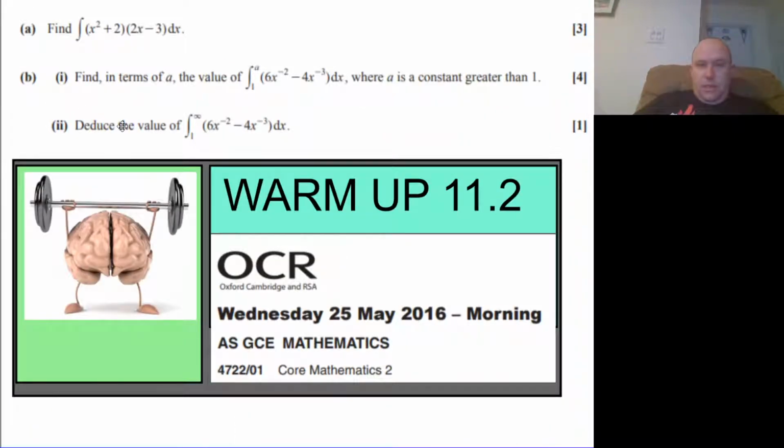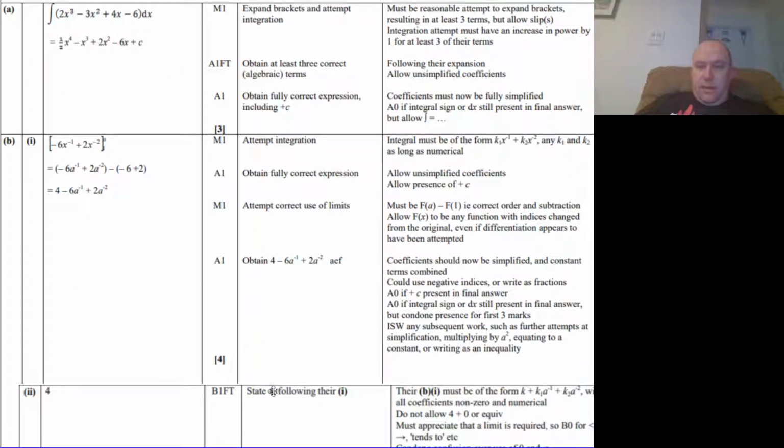Let's get back to this. So, deduce the value for 1 to infinity of 6x. This is one of those infinite integrals that you saw in AICE 1. And it's just state 4. So you don't get very much for this one.